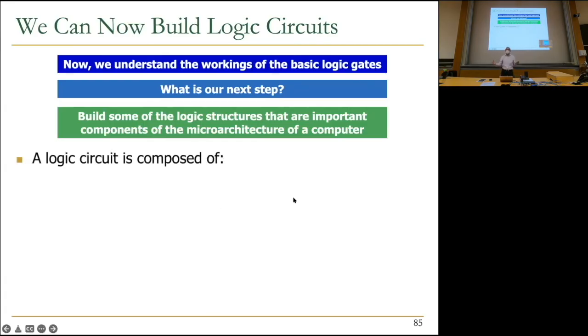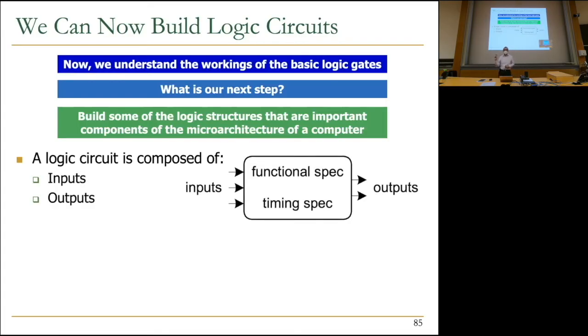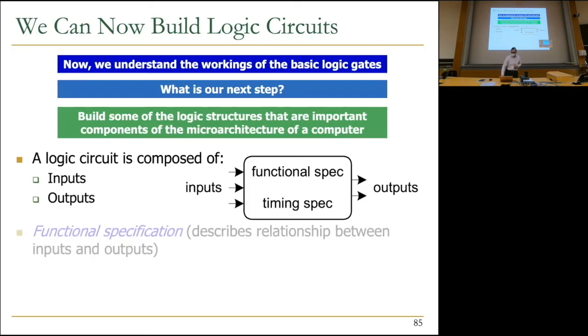So, what is a logic circuit? A logic circuit is composed of inputs, outputs, and two specifications. Basically, you have inputs, as you can see on the left, outputs coming from the right, a functional specification, and a timing specification. We're going to mainly focus on functional specification in the next several lectures. We're going to talk about timing in lecture 8, as I said. So what is functional specification? I think it's kind of obvious.